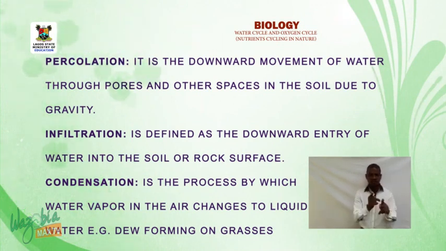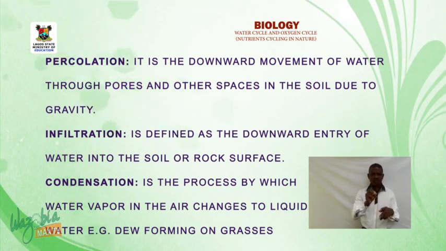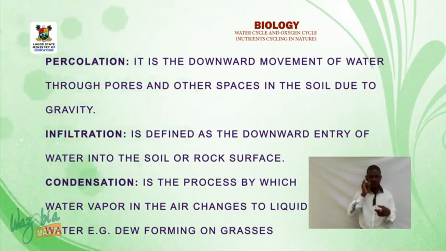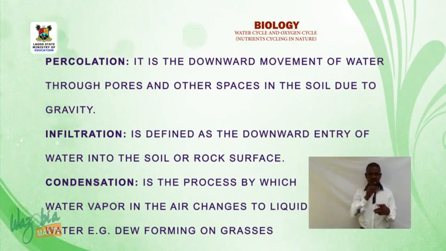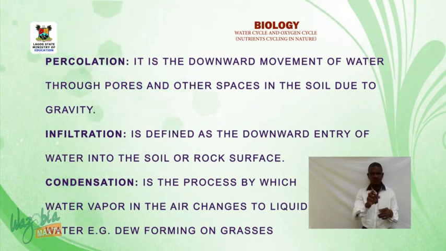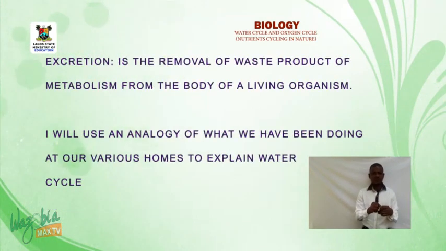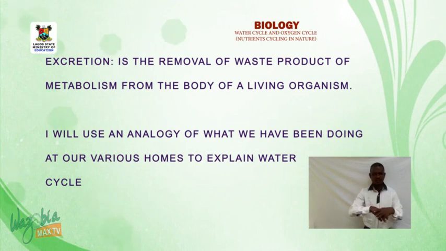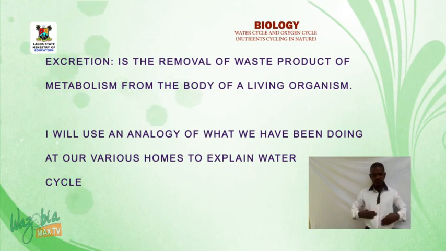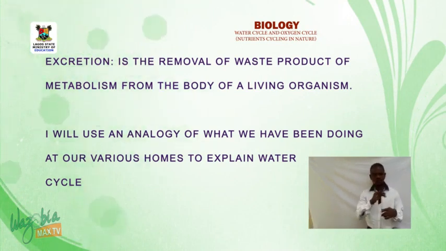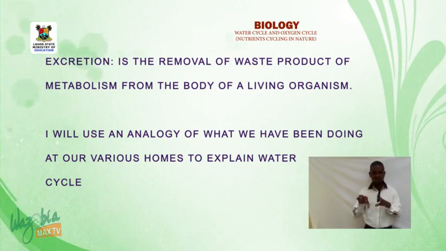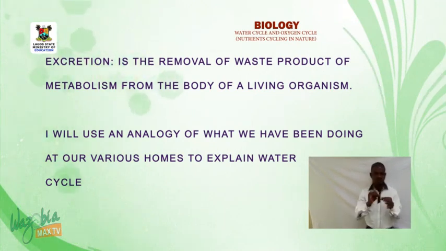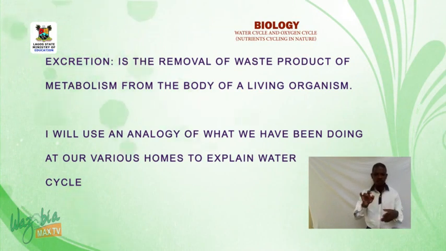Condensation is the process by which water vapor in the air changes into a liquid water. For example, dew forming on grasses. Excretion is the removal of waste products of metabolism from the body of a living organism. I will use an analogy of what we will be doing at our various homes to explain water cycle.